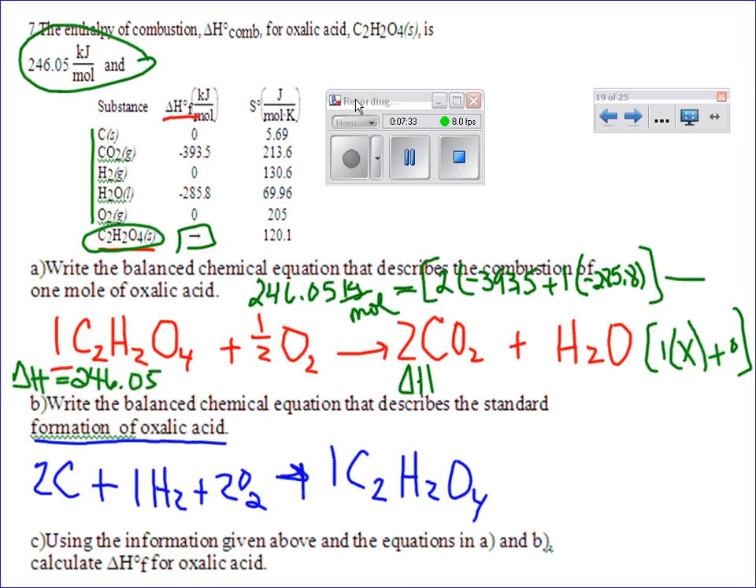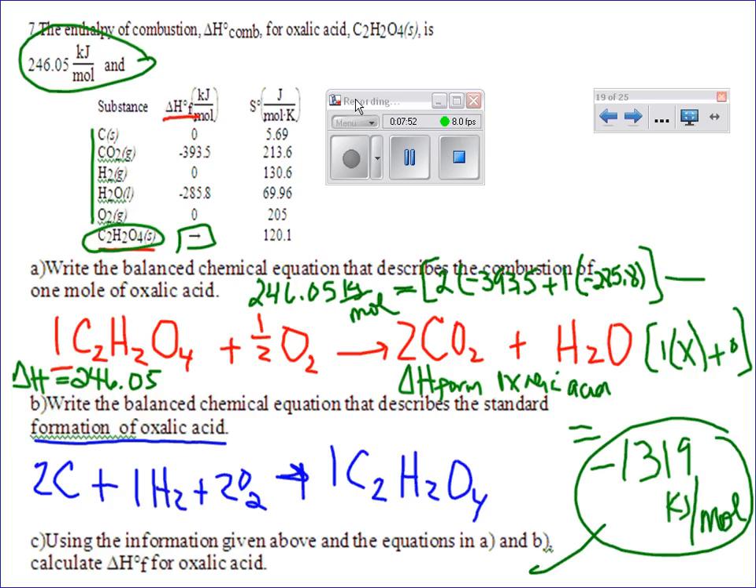So the delta H of formation of oxalic acid is equal to negative 1319 kilojoules per mole. I heard a yes. I heard 3 yeses. Good. Oh, one of them's twice. I guess it doesn't count but once. All right, got it? Questions? All right, I feel better than I did this morning. Thanks, guys. We're going to move on to part D of the same question.